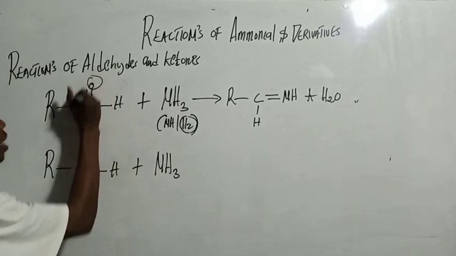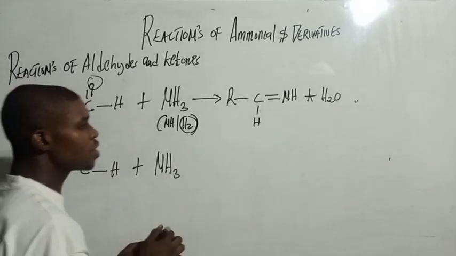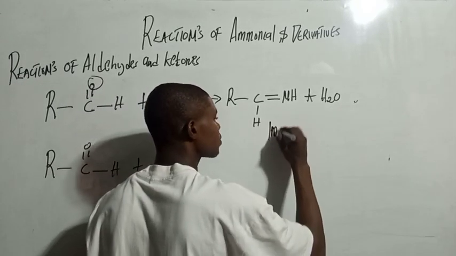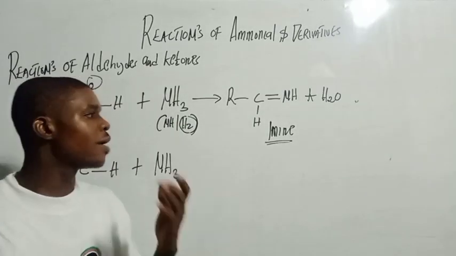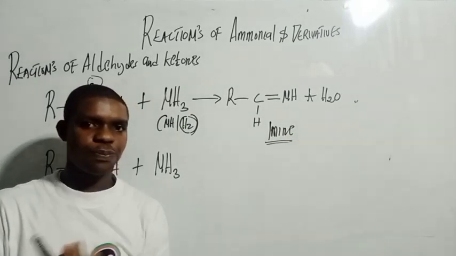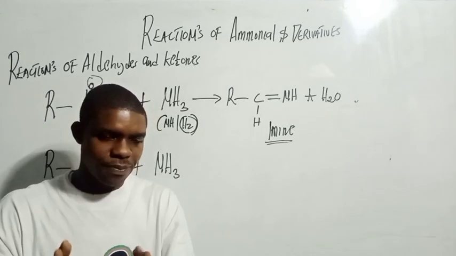It is saying that you are not breaking the double bond here. That makes sense. So what is formed here? This product is called imine. It's called imine. And every other product here resembles imine, but with a different structure and a different name, which I'm going to explain to you.